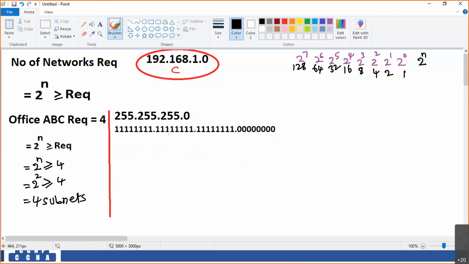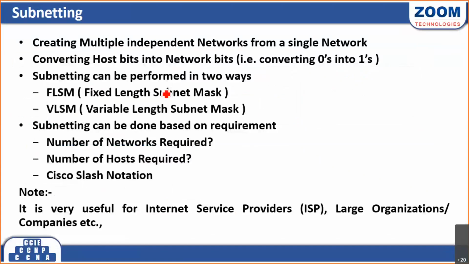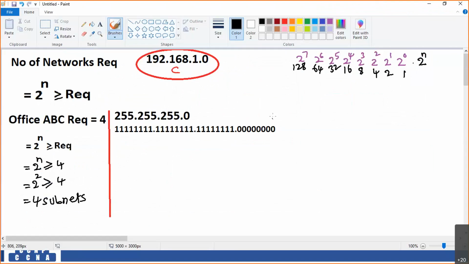Now tell me guys, what is subnetting? Subnetting means converting host bits into network bits. So converting zeros into ones. How many host bits you need to convert into network bits always depends upon your 2 power value. The n value is 2, so convert 2 bits from left to right.